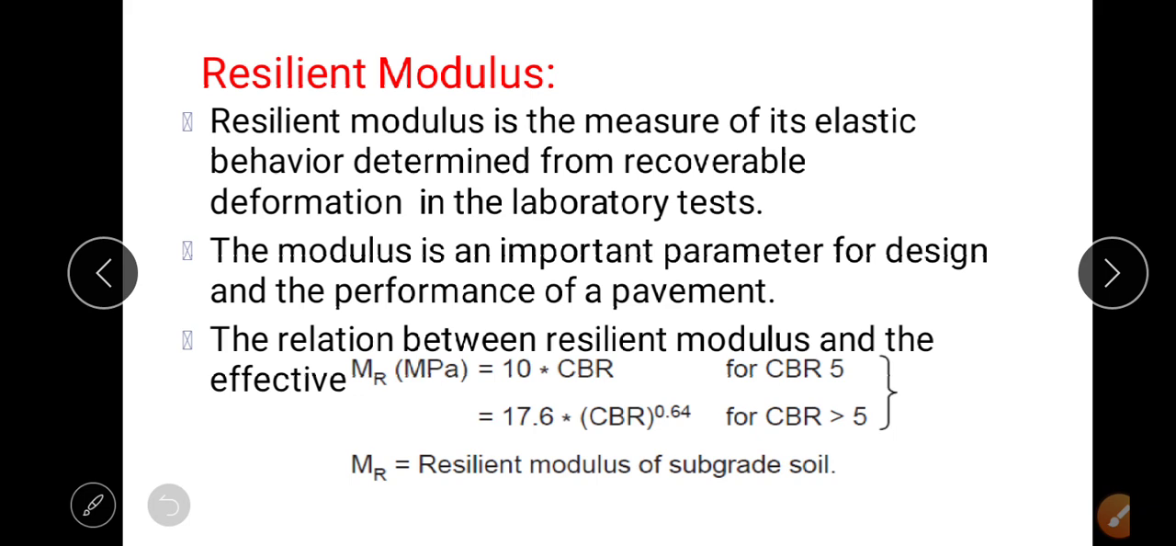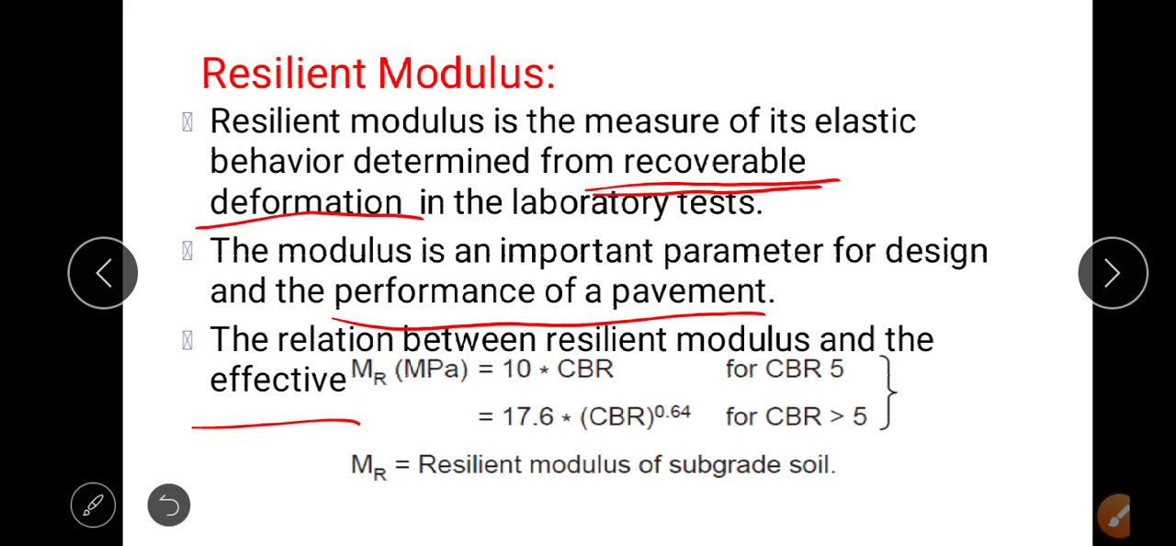Resilient modulus is the measure of its elastic behavior determined from recoverable deformation in the laboratory test. Recoverable means it can be brought back. The modulus is an important parameter for design and the performance of a pavement. The relation between resilient modulus and the effective CBR in MPa is equal to 10 multiplied by CBR, that is for CBR value up to 5.